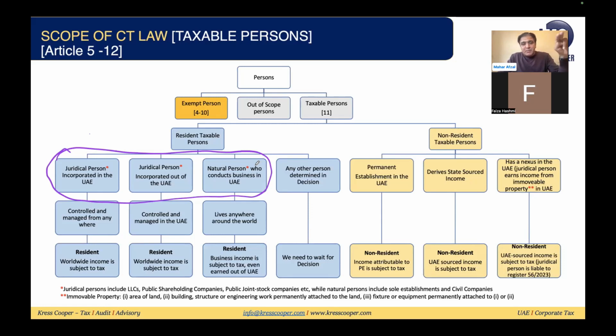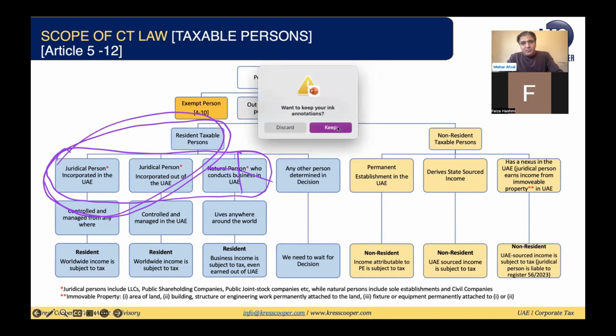Among these resident taxable persons, the tax group rules say only a resident juridical person can become a part of the tax group. This is a natural person; this is not a juridical person. So this combination of the two juridical categories can become a part of the tax group. Any other entity cannot. There are two categories of resident juridical persons: companies registered within the UAE, and companies registered outside the UAE but controlled and managed from the UAE, and these are not qualifying free zone persons. These are not exempt persons. These are the only categories of businesses which can become part of the tax group.